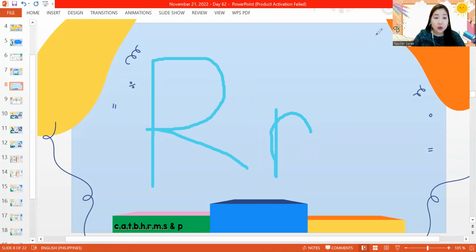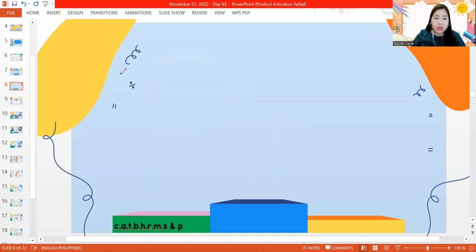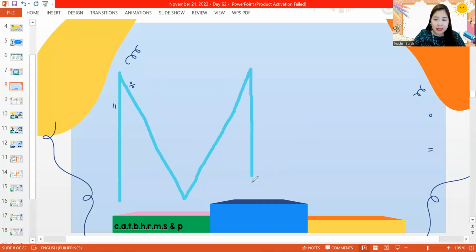Now let's proceed to letter M. We start at the top, we make a straight line down, go back to the top, slanting line down, go back up, and a line down again. We have capital letter M. Now let's make lowercase letter M. We make a line down, up, make a curve down, up, make a curve down. Very good. Capital and lowercase letter M.